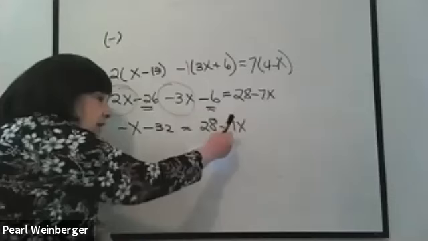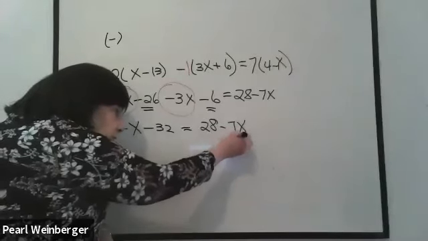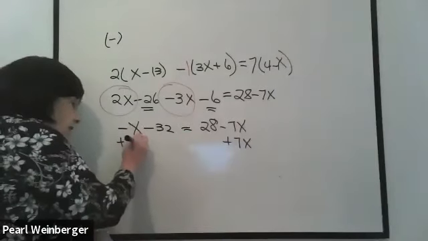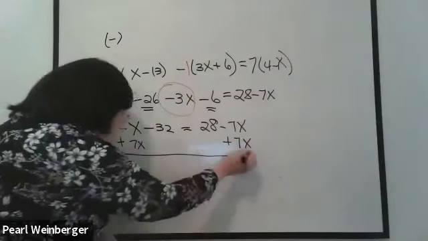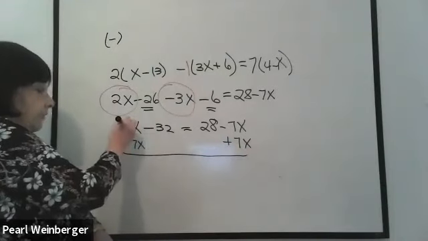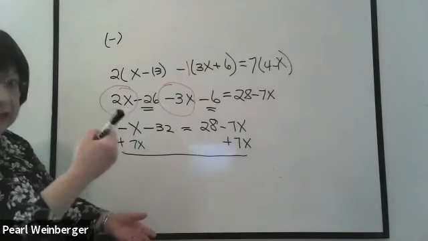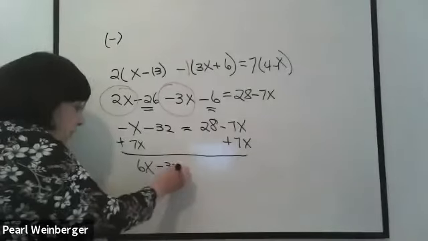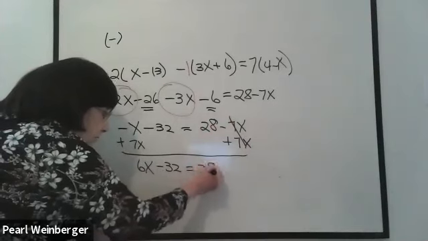If I deal with the x's, I want to get rid of this 7x. It's a negative 7x, so I'm going to do plus 7x. And therefore I have to do plus 7x on the other side too. And of course I do it under the x because that's the like term. Negative x, which is a negative 1x plus 7x. Well, negative 1 plus 7 is 6. So this gives us 6x. Just bring down the rest of it. Negative 32 equals 28.